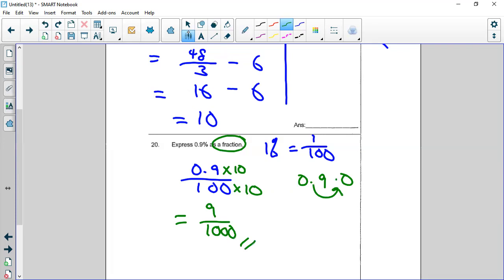So how do you change your percentage into fraction? Just over 100. And that's how you change it to fraction. But if there is a decimal on top, then how do you get rid of it? Just times 10 to remove the decimal point. And don't forget to times 10 below also. And then you will get your normal fraction already, because your fraction cannot have a decimal, right? Cannot be 0.9 over 100. It's a funny fraction.